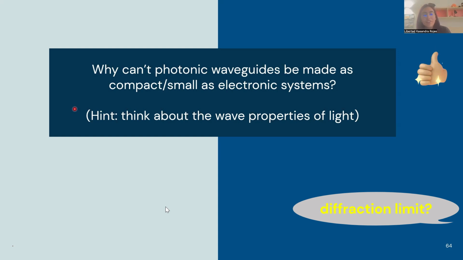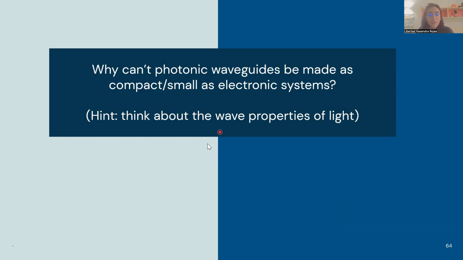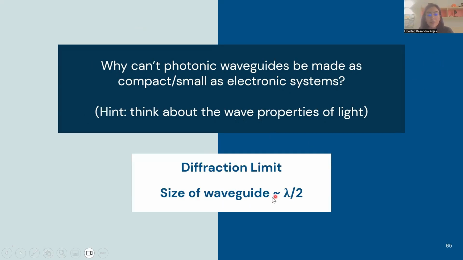Yeah, exactly, diffraction limit. Because of the diffraction limit, the size of your waveguide will always be confined to being approximately 1/2 of your wavelength. So you cannot make something smaller than that. Otherwise, the light is not going to get coupled into your waveguide. So then there's no sense in having that waveguide.